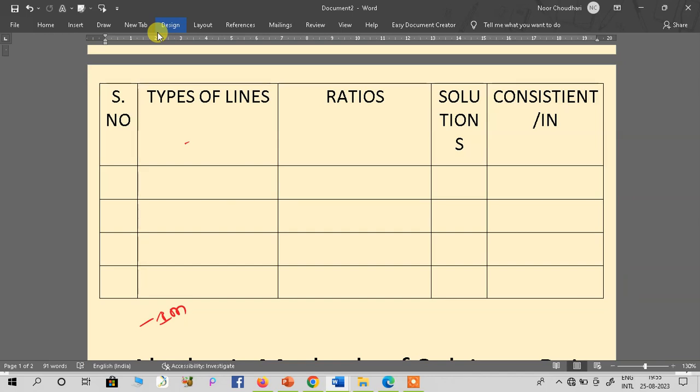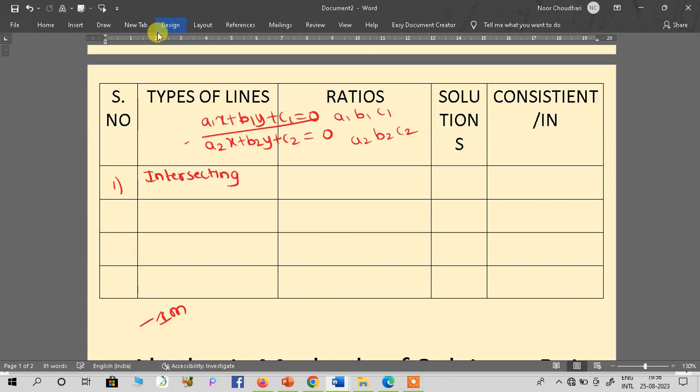Okay, we are given two linear equations, a1x plus b1y plus c1 is equal to 0, and second, a2x plus b2y plus c2 is equal to 0. The first linear equation gives three values, a1, b1, c1. The second equation gives a2, b2, c2. Remember, first equation a1, b1, c1, second a2, b2, c2. So first is intersecting lines.